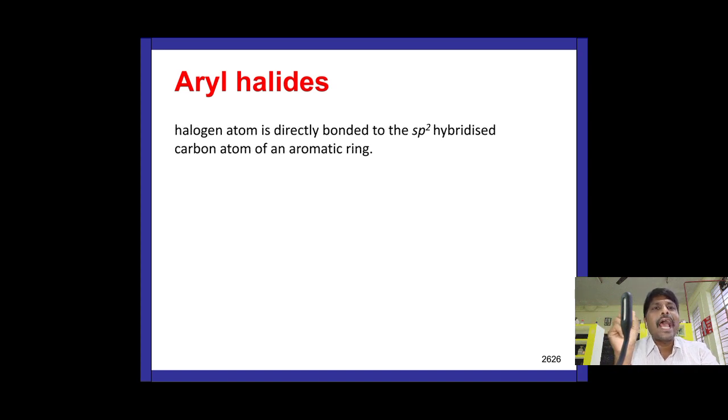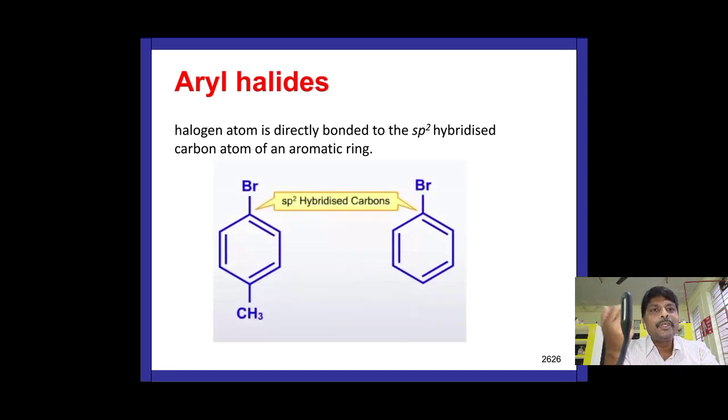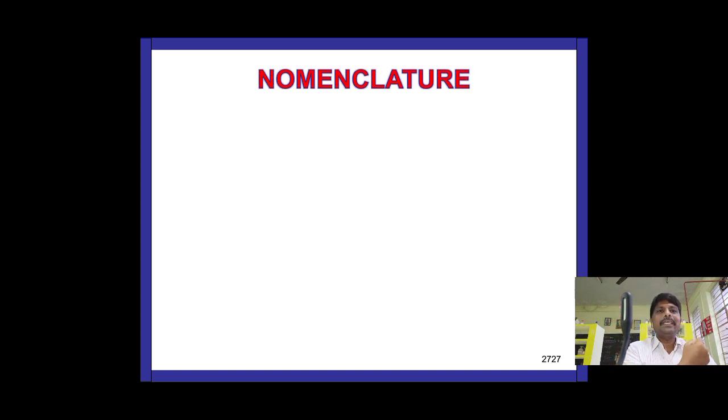Next is aryl. Aryl halides means the halogen atom is directly bonded to an sp2 hybridized carbon atom of an aromatic ring. Take a benzene ring, here Br is attached to the ring directly. What is the hybridization of carbon in the benzene ring? sp2. So the halogen atom is directly attached to a carbon of the aromatic ring. So these types of halides are called aryl halides. That is about classification.